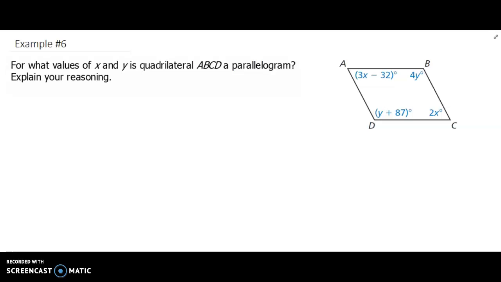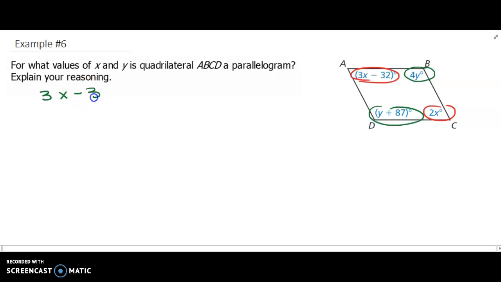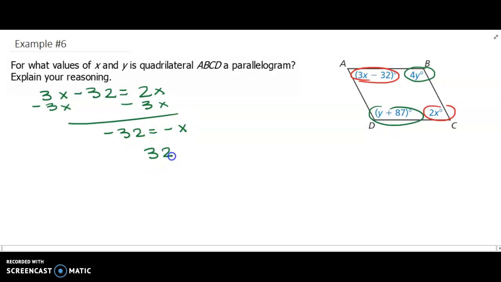All right, in order to be a parallelogram, opposite angles have to be congruent. So A and C have to be congruent, and also B and D have to be congruent. If they're congruent, that means they have the same measure, so they're equal in measure. So 3x minus 32 has to equal 2x. Subtract 3x from both sides. I have negative 32 equals negative x, or just 32 equals x. That's what my x has to be.